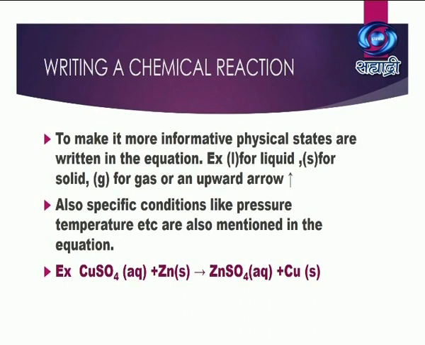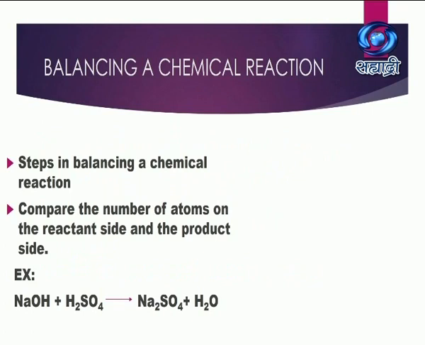Also, if some specific conditions like a specific pressure or a specific temperature are required for that reaction, it should be mentioned in the equation. Now the example which we have written here does not require any specific temperature or pressure, and so it is not mentioned there. But in due course of time, you will come across such reactions also. Now, how to balance a chemical reaction?